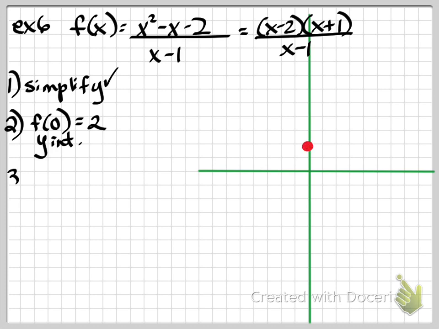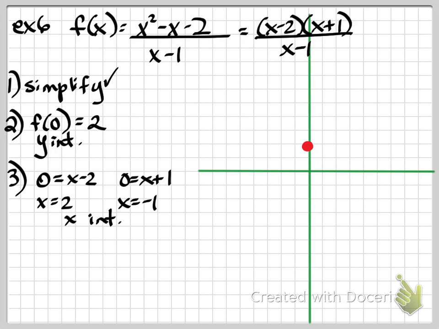Step 3, find the zeros of the numerator. I'm using the factored form. So x equals 2 and x equals negative 1. And it says these are x-intercepts. So go to your x-axis and put a point at 2 and a point at negative 1.